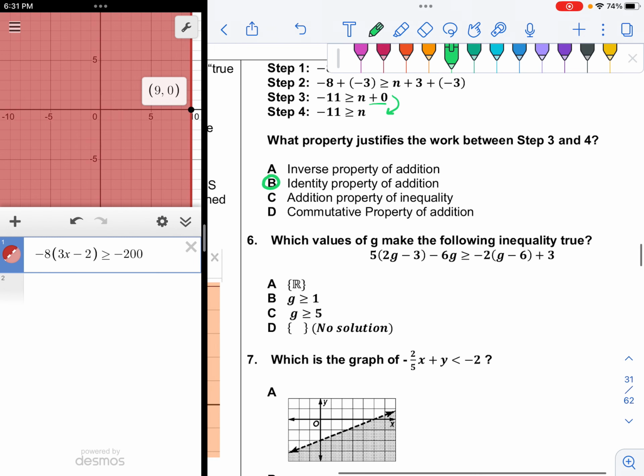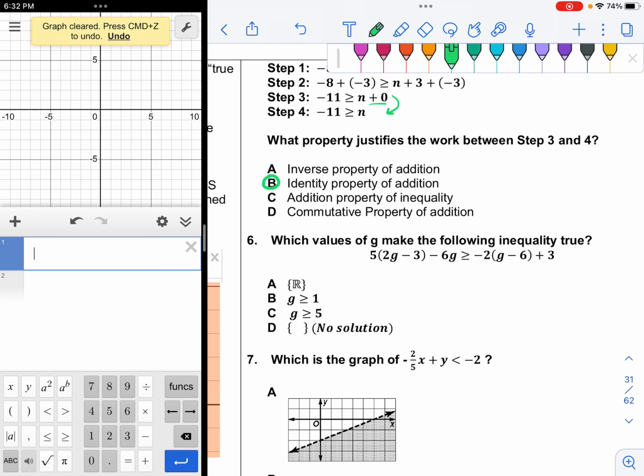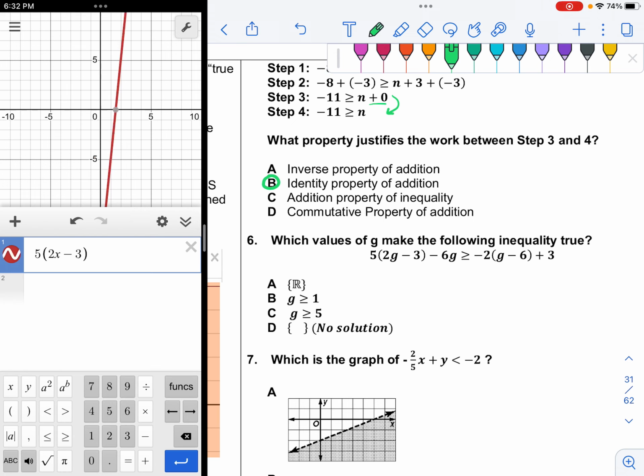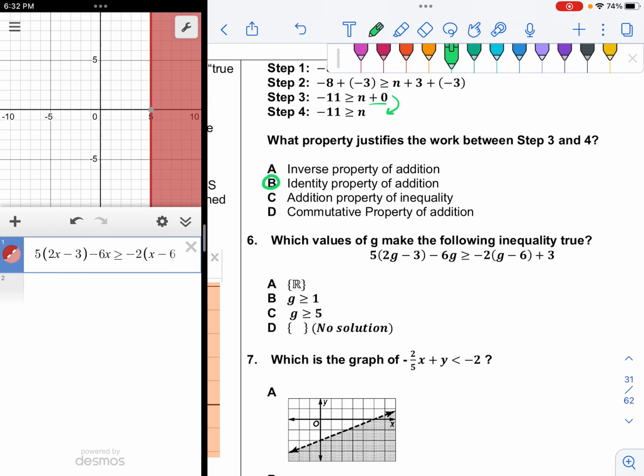All right, so let's talk about this next inequality. I'm going to clear my calculator and plug that into Desmos. Again, we've got to change those G's to an X. 6x is greater than or equal to -2 times x plus 3. Remember to change all of them, otherwise it's not going to work. All right, so we've got it graphed at 5. It is greater than 5, so that would be letter choice C.